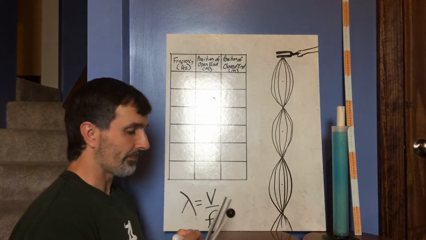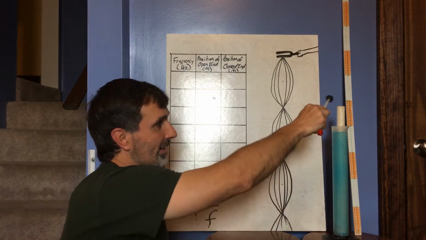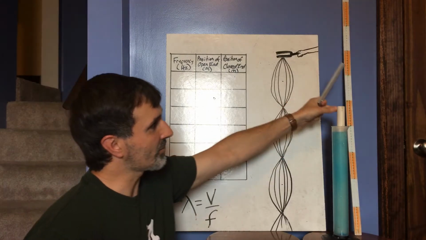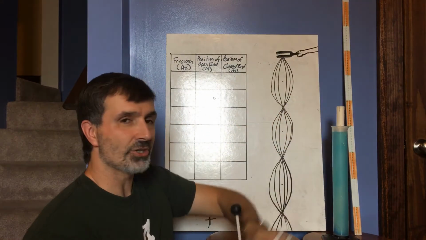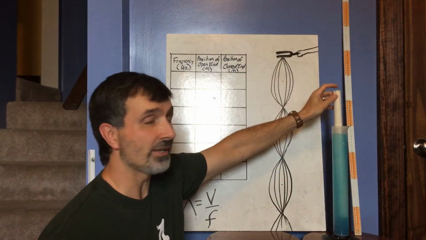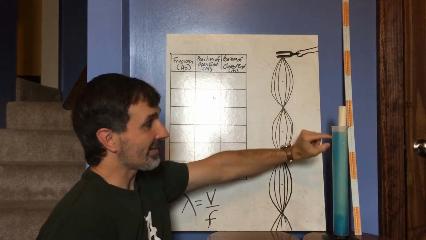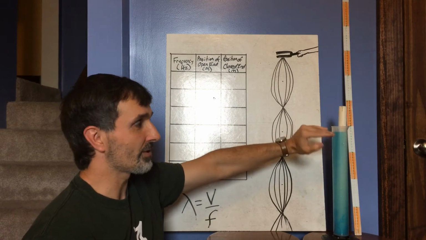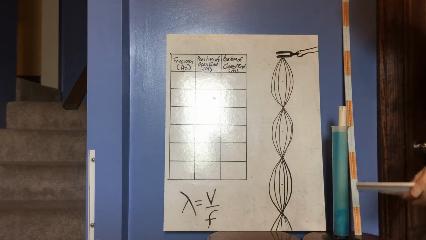So what I'm going to do is take this tuning fork and strike it, and then I'm going to raise this tube out of the water. And what that's going to do is change the distance between the open end of the tube and the closed end. The closed end is the surface of the water, because that's where the sound will be reflected.